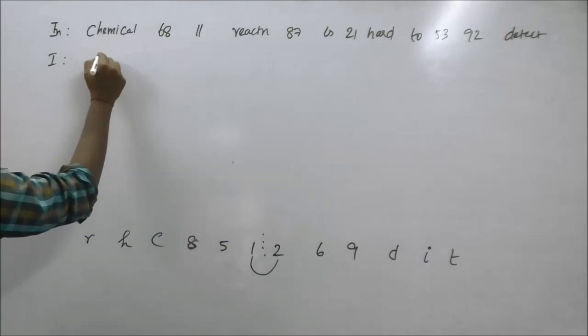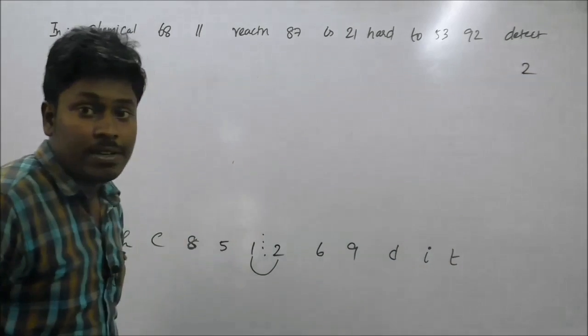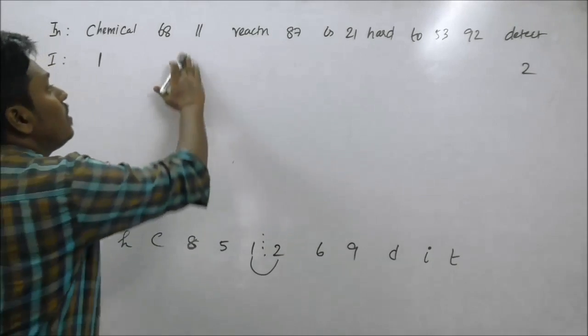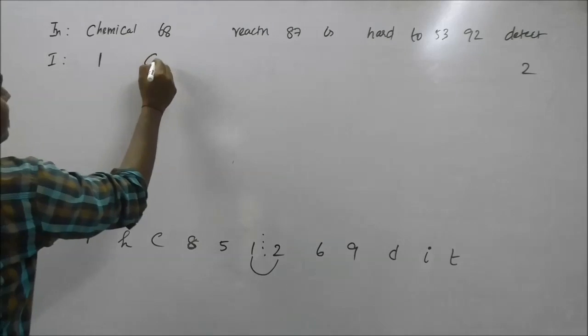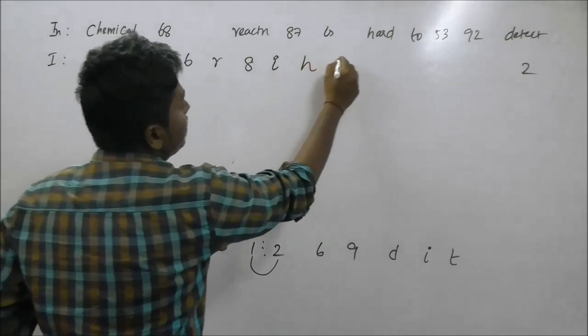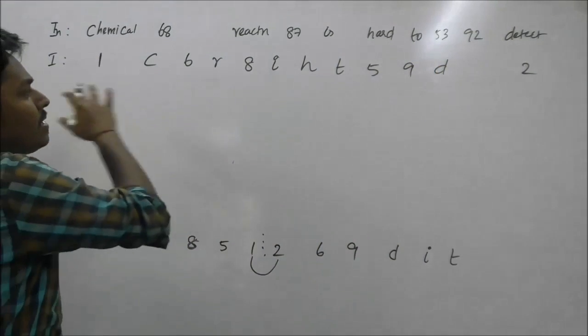See here, I am just going to write only 1 and only 2. Understood friends? Why? Because it's enough, right? Don't waste your time by writing the entire thing. So just rub this 11 and rub this 21. We can write the remaining thing, which is C, 6, R, 8, I, H, T, 5, 9 and D. That's enough, right? We have just written it.